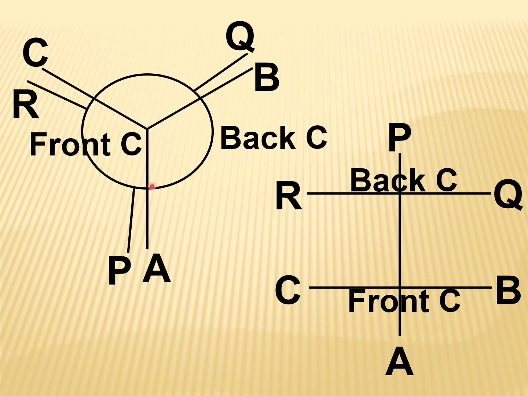Only thing is, these groups which are projecting upwards or downwards, that has to be written in the vertical line. The other groups, they are written in the horizontal line. So you see here, when the front carbon is projecting downward, in the Fisher also it is written at the lower part, and if this is projecting upward, it is written in the top portion. That is the only difference. So these are the Newman and Fisher projections for substituted ethane eclipsed form.